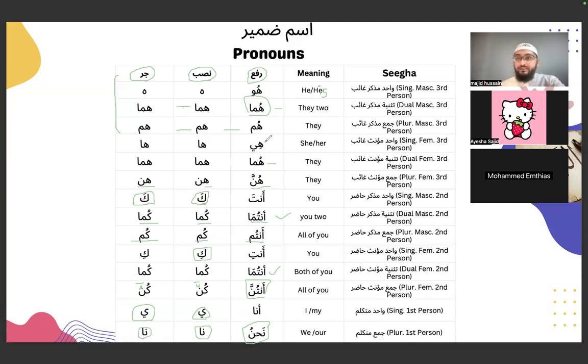I have uploaded the presentation on Google Drive. You can get it from there and have it open side by side. If your writing is fine, good. If not, then you can have a parallel in front of you. I prefer having a chart or a printout with you always until you get a hang of it. This will help you to practice. So, in the state of rafa: huwa, huma, hum, hiya, huma, hunna, anta, antuma, antum, anti, antuma, antunna, ana, nahnu.